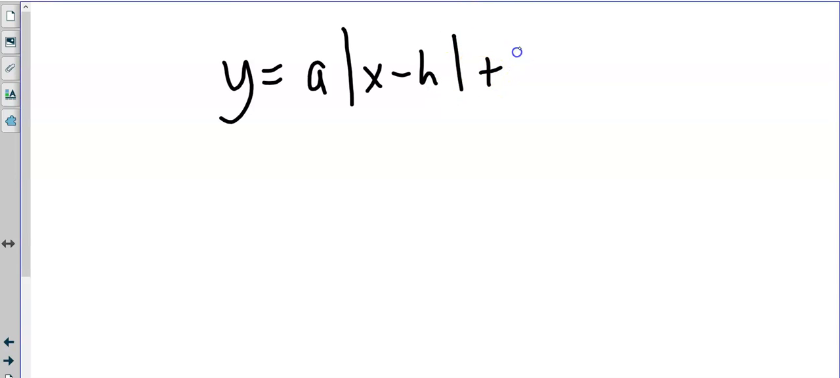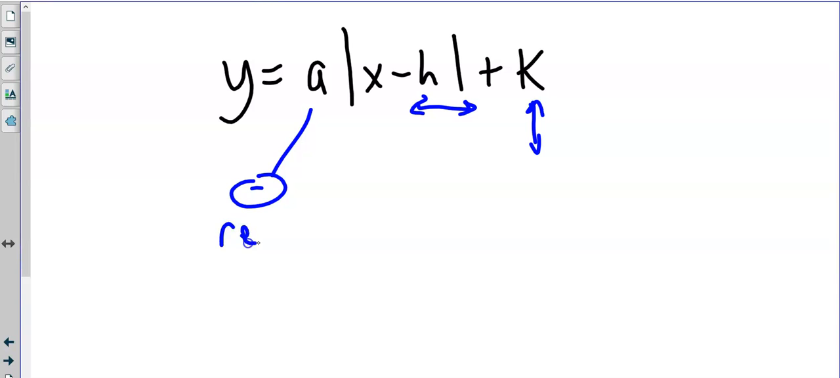So the formula for this one is something like this. y equals a times the absolute value of x minus h, plus k. You want to write that down in your notes. You want to realize that h is going to move it horizontally, the opposite way you think it's going to go. k is going to move it vertically. And a does a couple of things. If it's negative, it's going to reflect across the x-axis.